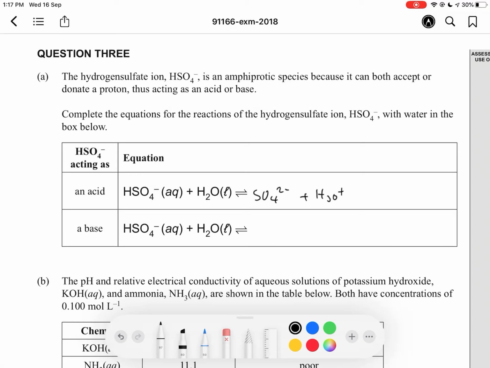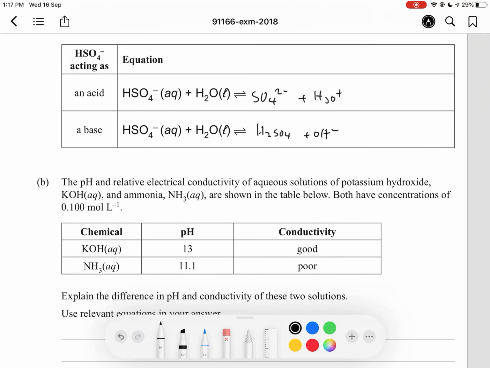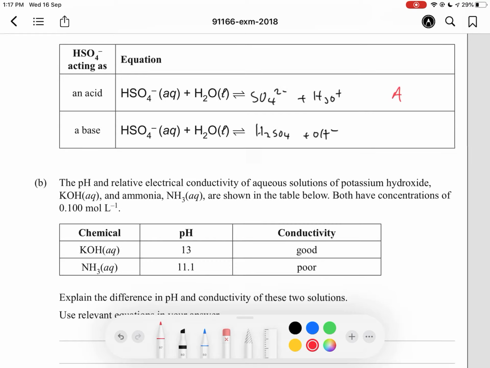For our second one, we have HSO4- acting as a base. So in this case, HSO4- is going to accept the proton from water, and water in this case is going to act as the acid because it's going to donate a proton to HSO4-. So the result is H2SO4 plus OH- ions. Right, question B. For grading for that question, probably just an achieve. Yeah, it's just an achieve level question. Okay, so just achieve if you can get up to here.